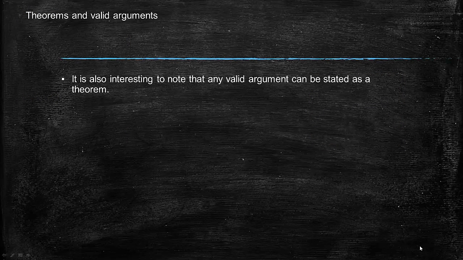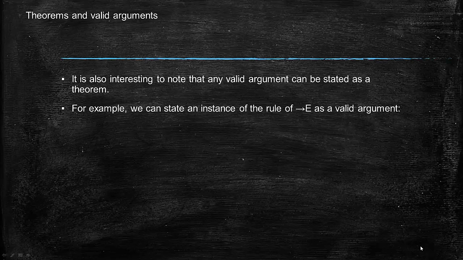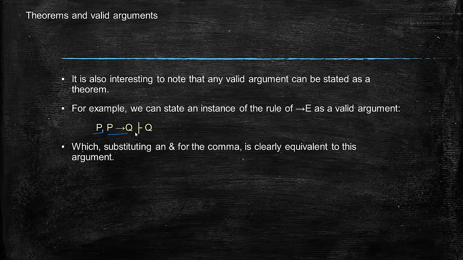So it's also interesting to note here that any valid argument can actually be stated as a theorem. So if you think about something like our rule of conditional elimination, which we state as a valid argument like this, that's based on 2 premises, right? If P, or excuse me, P and if P then Q. We can actually state that as an argument with 1 premise if we substitute an and, right, for the comma. So now it says P and if P then Q yields Q, right?